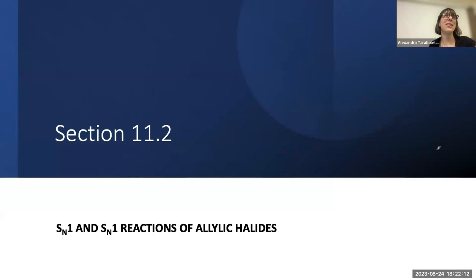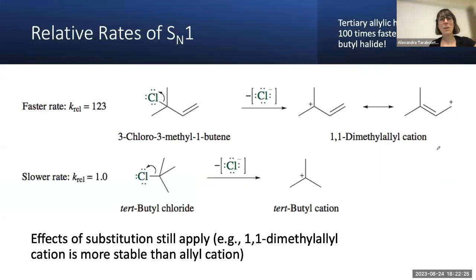SN1 and SN2 reactions involving allylic halides. I did note to you that these allylic systems don't just exist, they have to be made. One of the very common ways that they are created is if you happen to be doing a substitution reaction, particularly an SN1 reaction, and the site where you're doing the substitution is on a carbon that's next to a double bond. So here's an example, right?